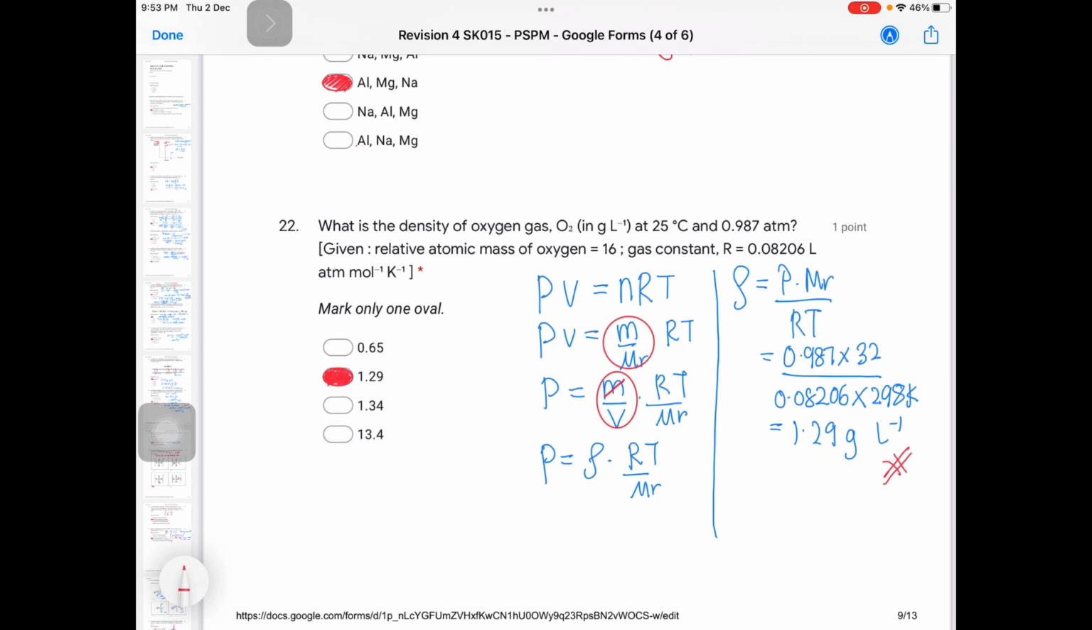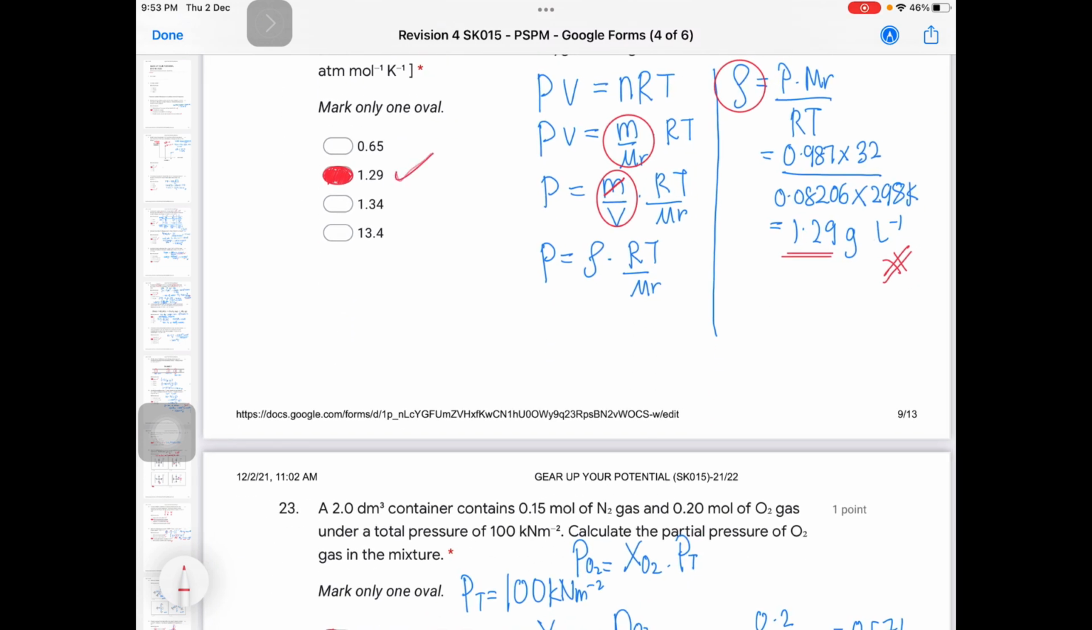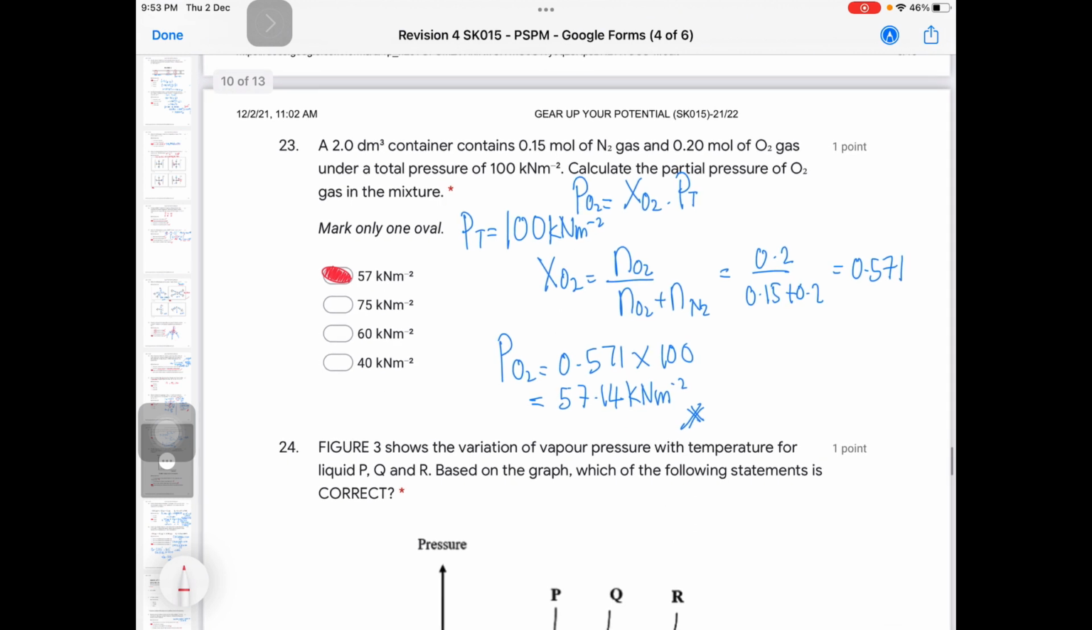So we make density the subject of the formula. So density is equal to PMr over RT. So pressure given is 0.987, times 32 as Mr for oxygen, and then over 0.08206, the gas constant, and then 298 temperature. So we get 1.29 gram per liter. So the answer is the second option. Okay, 1.29. Next.